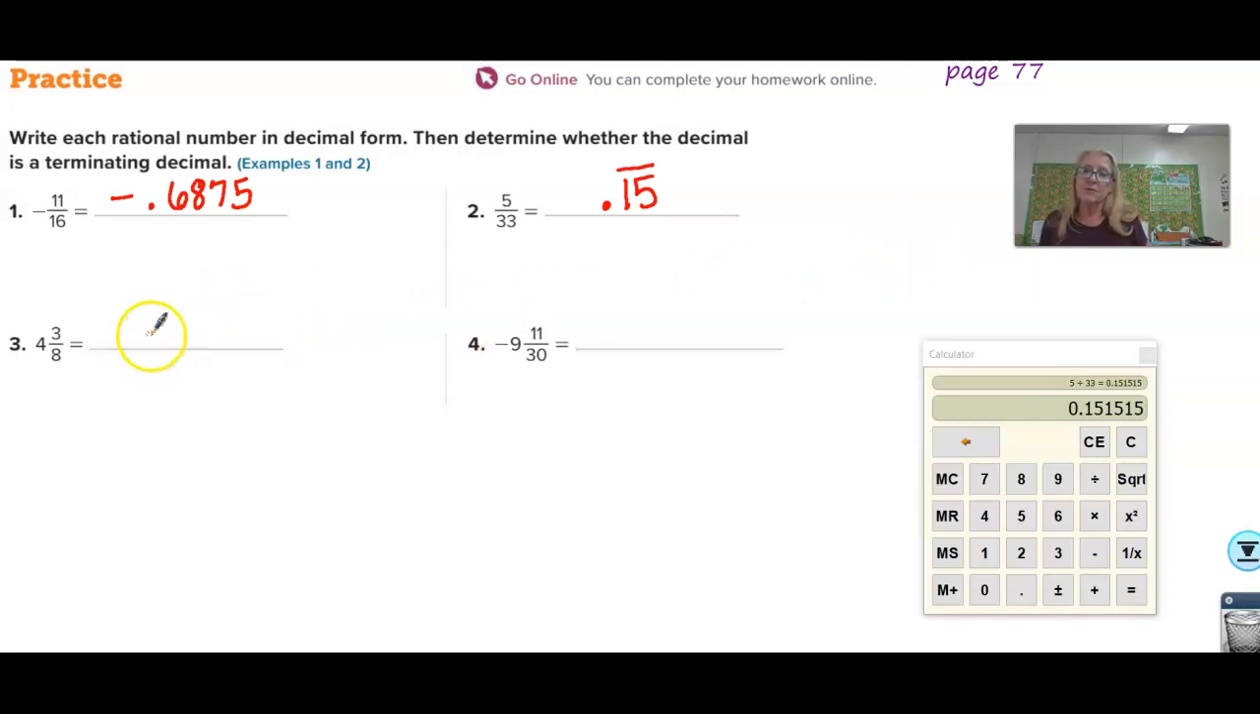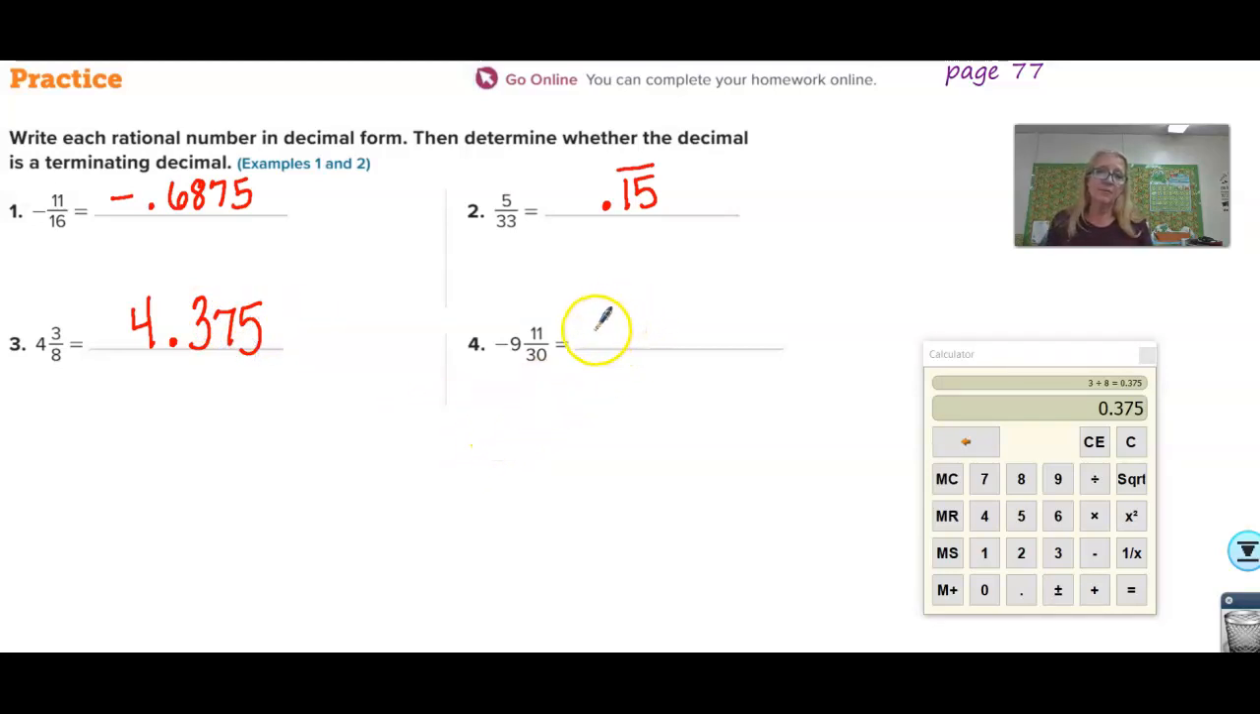Number 3, this is one of those whole number ones, so you're going to have 4 point, and now we take the 3/8 and we go over here and we go top divided by the bottom equals, and we get 0.375. So that goes over here, 375.